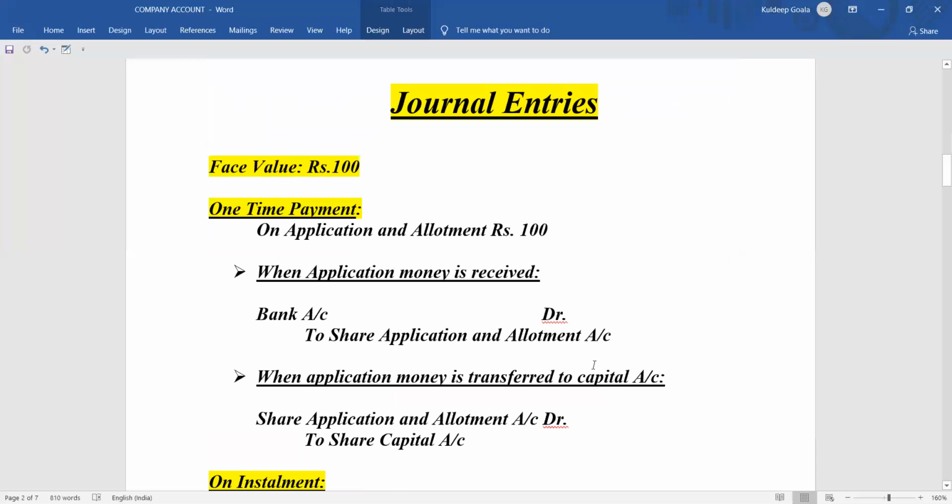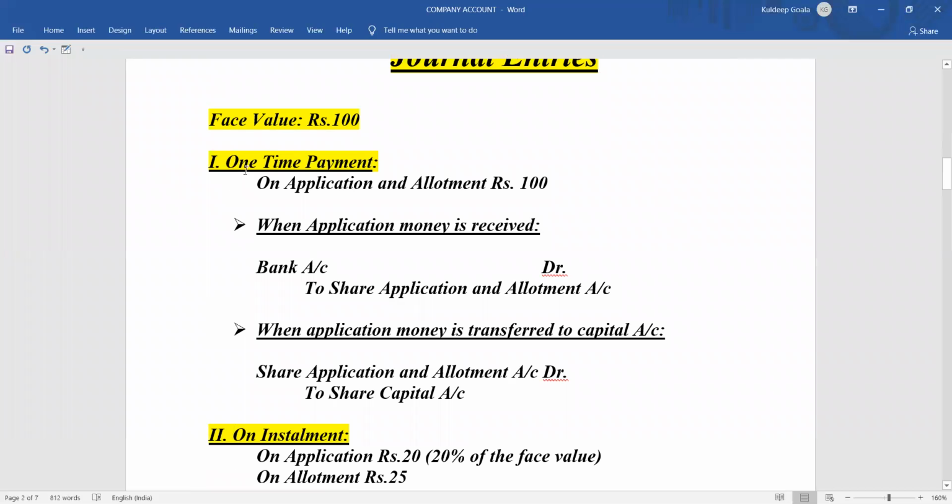Let's come to the journal entries and see what is there. Assuming that the face value of the share is 100, let's see what will be the journal entry. There are two situations. First is the one-time payment, एक बार में payment हो गया, ठीक है? The second situation is where the payment will be done in installments. We will see one by one. First, when the payment is done at one time, we take it as application and allotment.